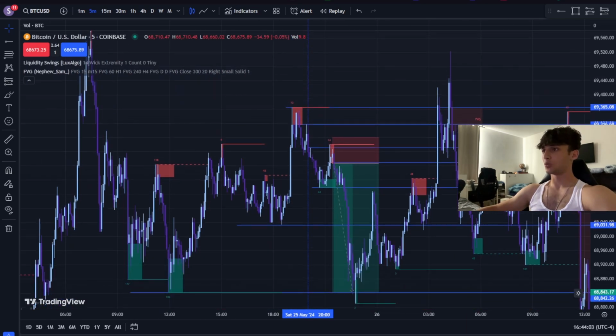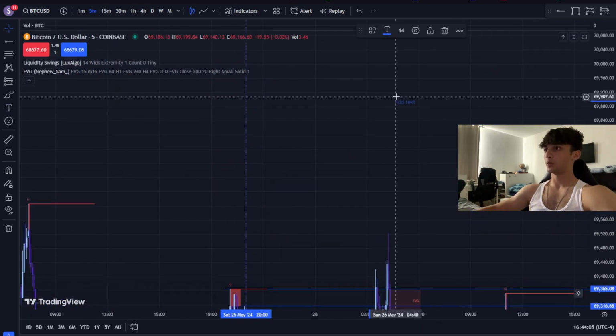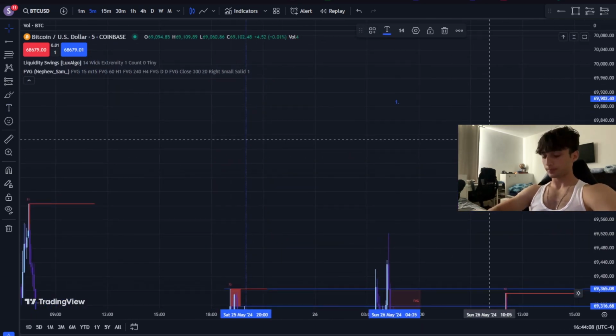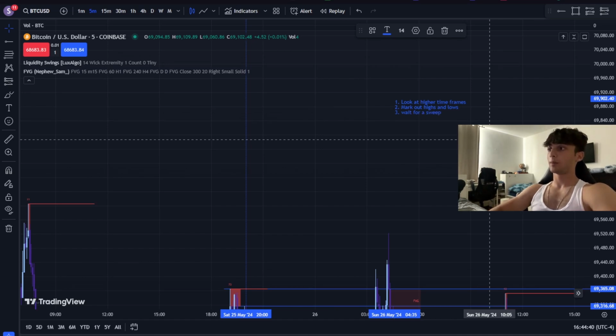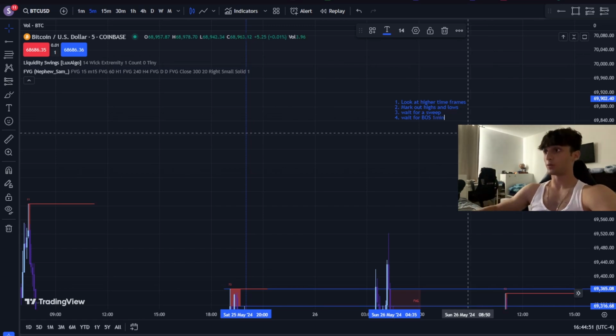Yeah, it's super simple. So the first thing you gotta do is one, look at higher time frames to find your bias. Two, mark out highs and lows. Figure out what the structure is looking like. Mark out the highs and lows. Three, wait for a sweep, and then lastly, wait for a break of structure, right? And then once it breaks the structure on the 1 minute, you can go in for the short.